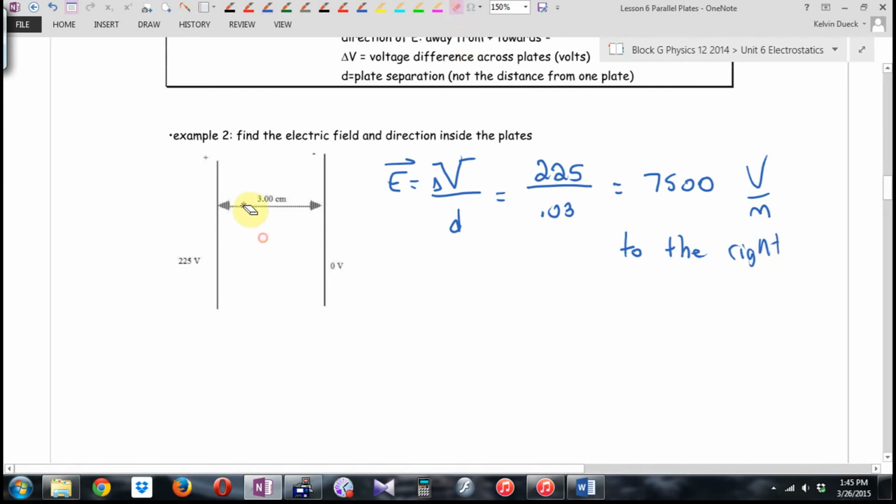By the way, Mickey, what did you say the distance was? How many volts would I have traveled through if I went exactly halfway? 112.5, half of 225. This is why parallel plates are so nice. The voltage is nice and linear. Oh, and the electric field is constant. The electric field anywhere in here is 7,500 volts per meter, no matter where you are.